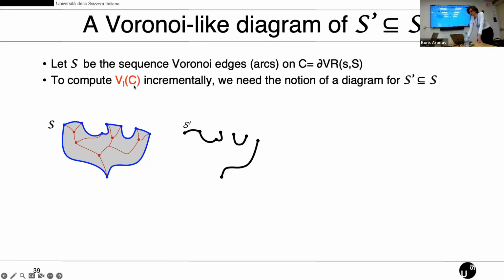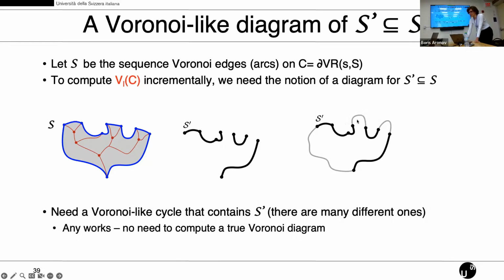To compute the Voronoi-like diagram of C incrementally, we need a notion of a diagram for a subset of these edges. Here we have a subset of all these edges, and we need a notion for a diagram for this subset. So we need the Voronoi-like cycle, essentially, that contains a subset. There are many different ones. It does not matter which one you use. Any of them will work, and there is no need to compute it with Voronoi.